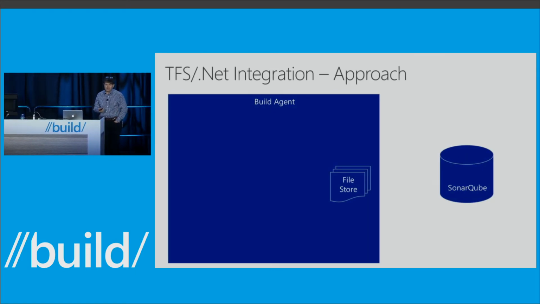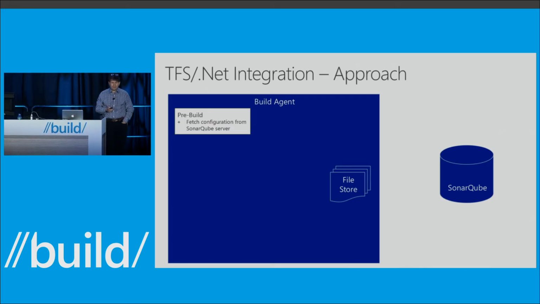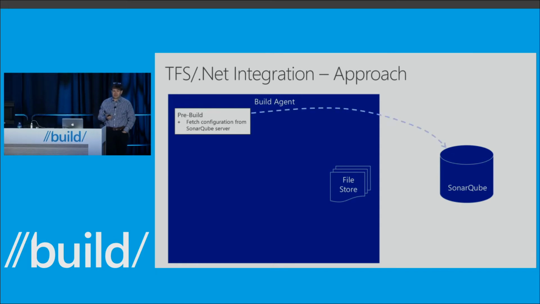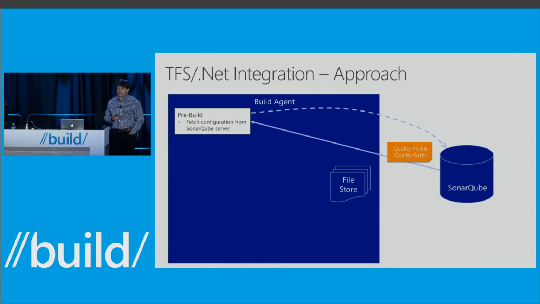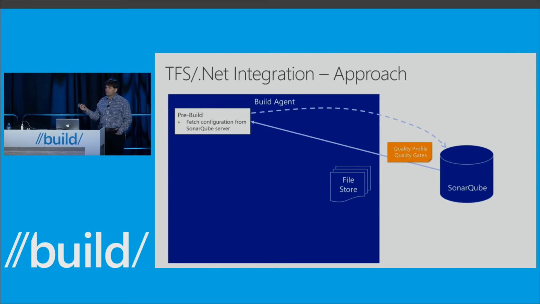Okay. So we've got the SonarQube server, we've got the build agent as I described. The first thing is we have a pre-build step which goes and fetches the configuration from the SonarQube server. So actually what it's fetching is the quality profile information and the quality gates. So that's going to influence the analysis that's done during build. So if you change those profiles and quality gates, you'll change the data that gets reported up and the amount of data.